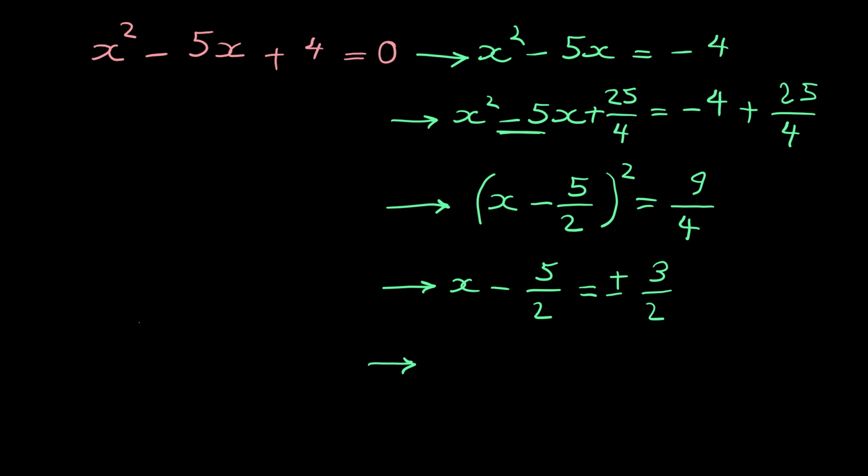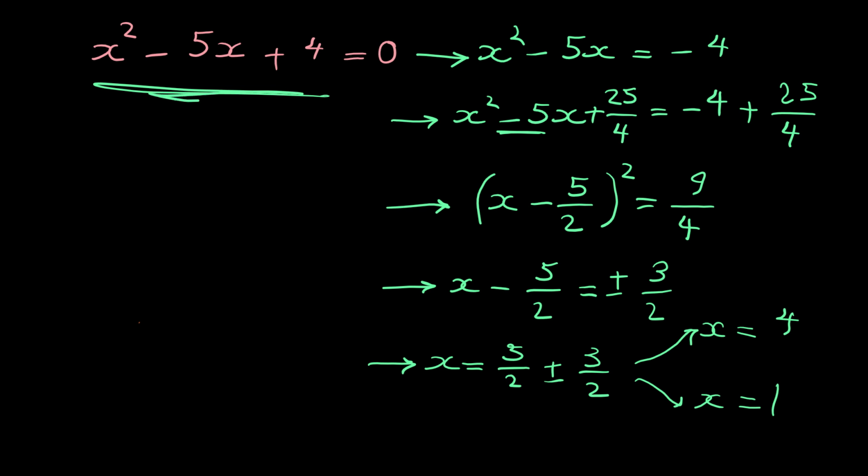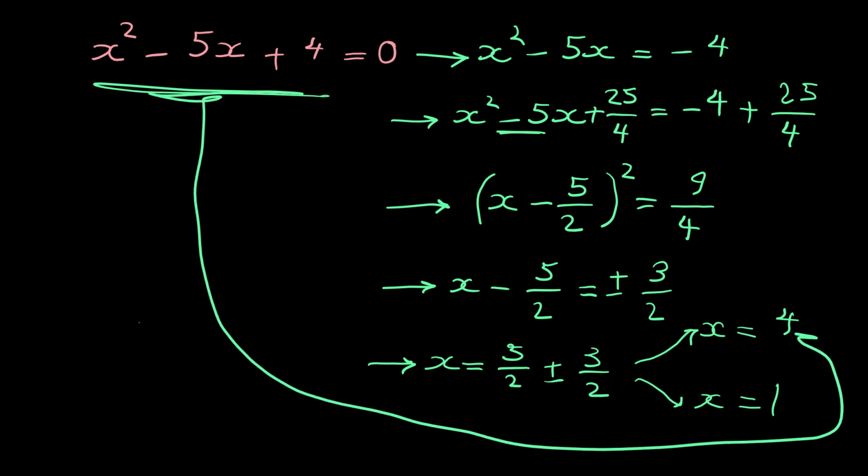And now from this, x equals 5 over 2 plus minus 3 over 2. The two answers are 5 over 2 plus 3 over 2 is 8 over 2. 8 over 2 is 4. 5 over 2 minus 3 over 2 is 2 over 2, which is 1. So the two answers of this equation, the two roots of this equation, are 4 and 1.